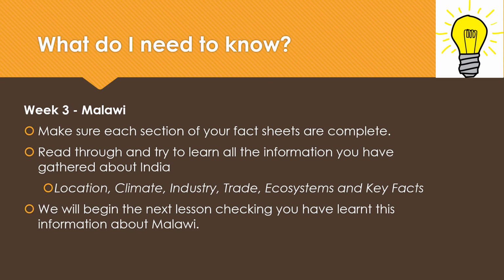Okay, finally, what do you need to know? Just like the other two lessons, you need to make sure that all of your fact sheets are complete. So pause, go back, look over this lesson if you need to, and make sure that all of those boxes are filled in. Then read through, try and learn all the information about the different categories. Again, if there's someone at home that can test you, that'd be really useful. And then, as before, we're going to start next lesson with a quick recap and quiz about what you've learnt this week on Malawi before we start our next lesson.